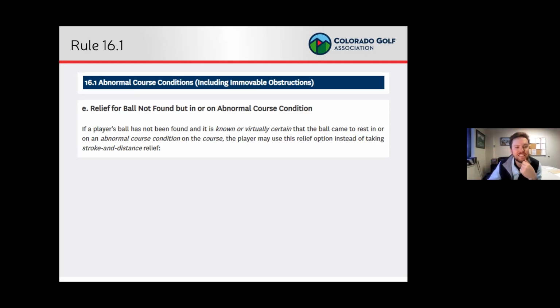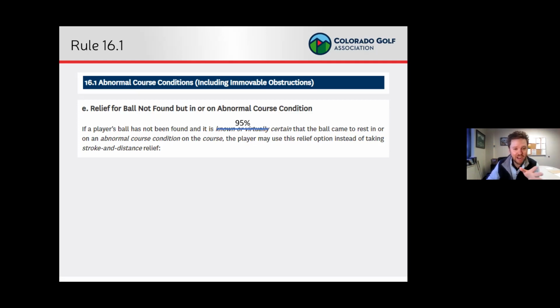So if a player's ball has not been found, and it is known or virtually certain that the ball came to rest in or on an abnormal course condition on the course, so temporary water on the course, the player may use this relief option instead of taking stroke and distance relief, which is the procedure if your ball is not known or virtually certain to be lost in an abnormal course condition. You can still take stroke and distance relief. The rules always allow that if you want to take stroke and distance, that's fine. But here it's saying, okay, we'll give you free relief.